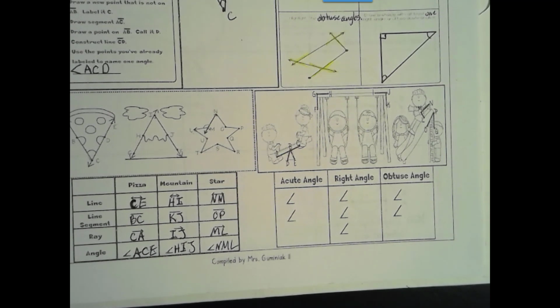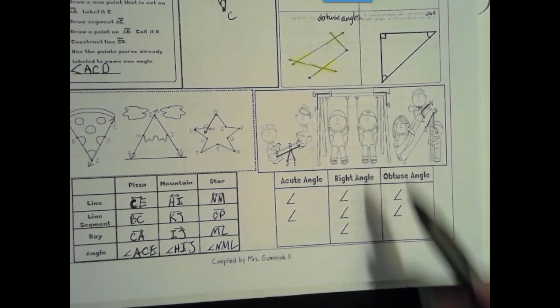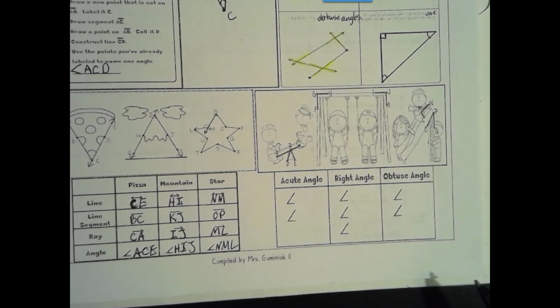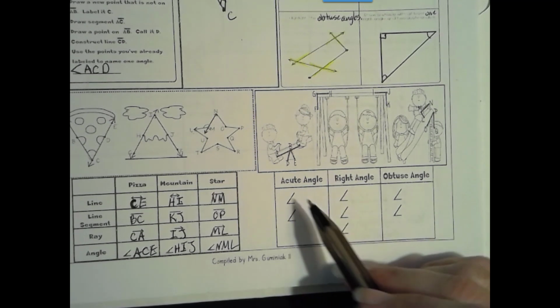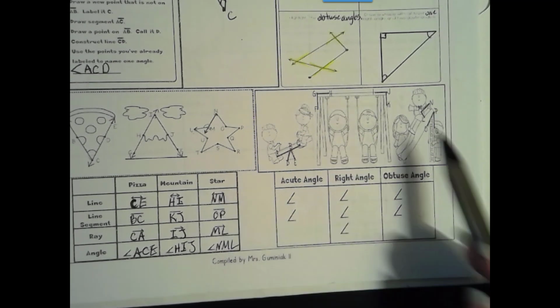All right, here I have a playground scene that has angles in it. When you go on the playground, you'll see lots of different lines and different corners of shapes like the swing sets, the slides, anything like that. And those all have angles. So let's look for some acute angles in this drawing.